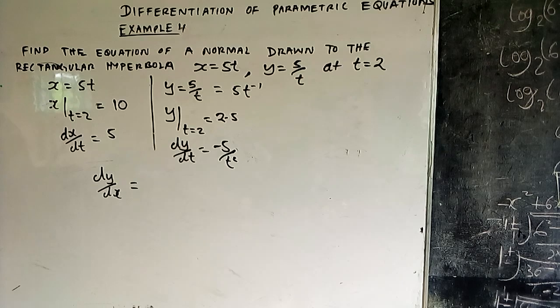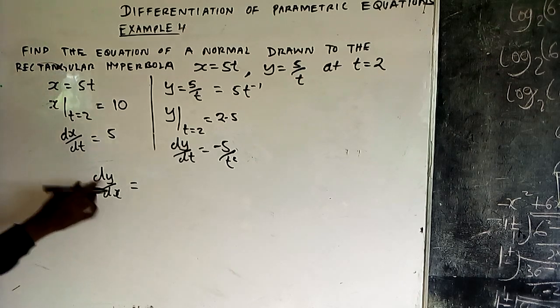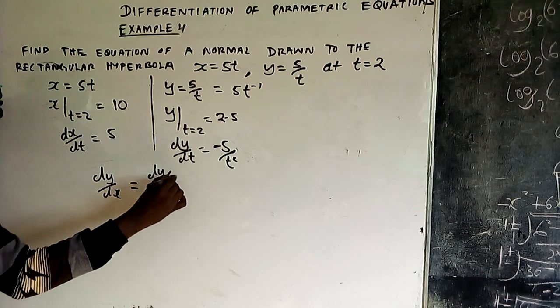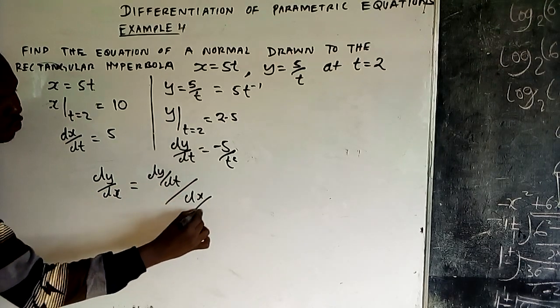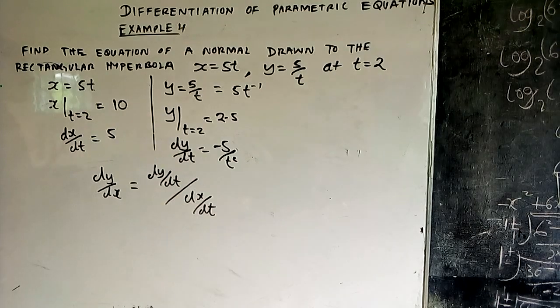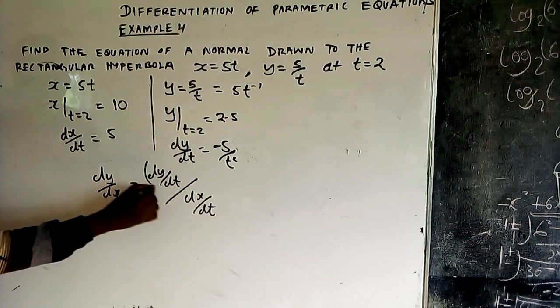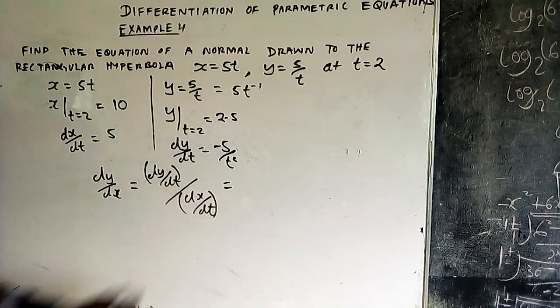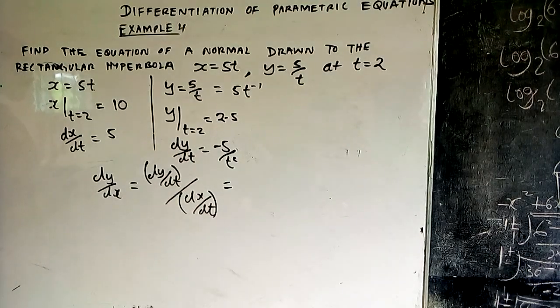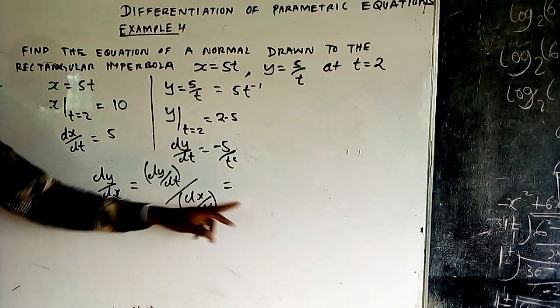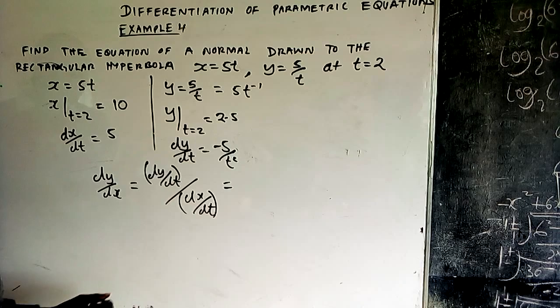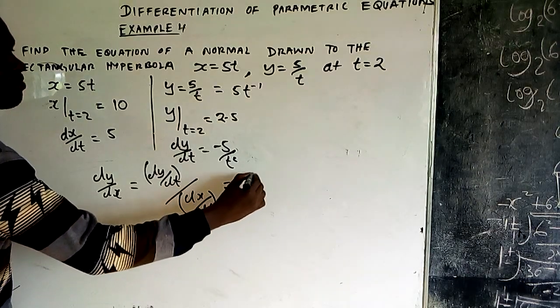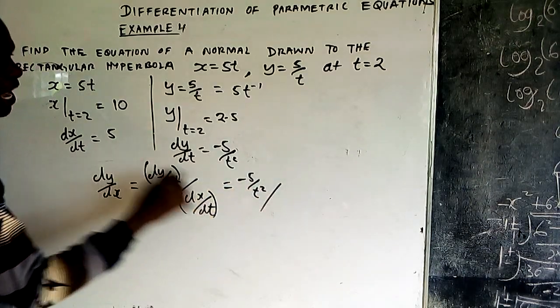So from there, y is a function of t, x is a function of t. So what is the implication there? We divide both numerator and denominator by dt. What you do in the numerator, you also do in the denominator, isn't it? So it means dy over dx is the same as dy over dt divided by dx over dt, isn't it? Are we together? Yes. So what is dy over dt? Negative 5 over t squared divided by, are we together? So we have negative 5 over t squared divided by 5.